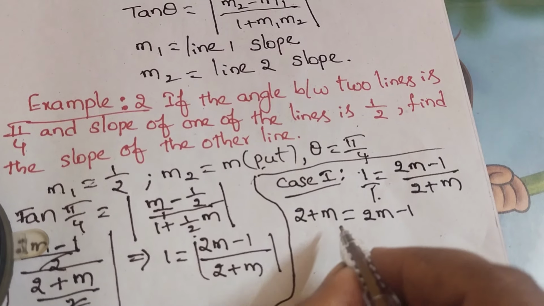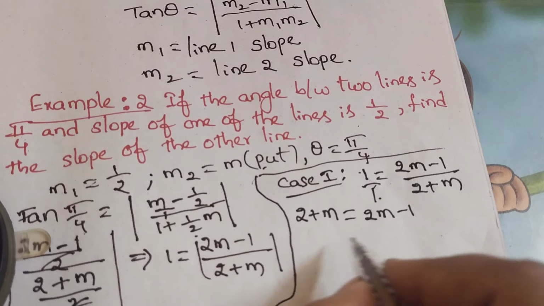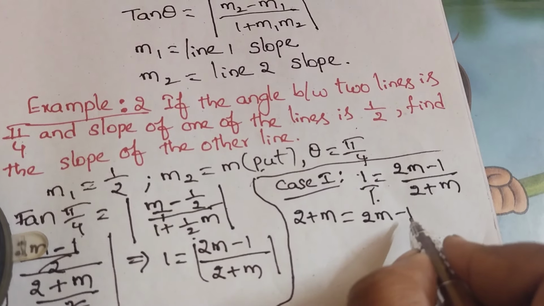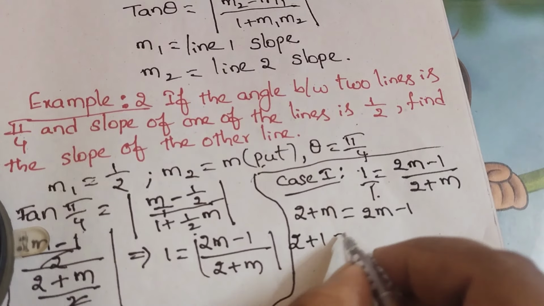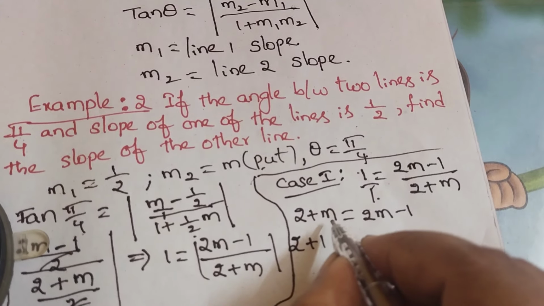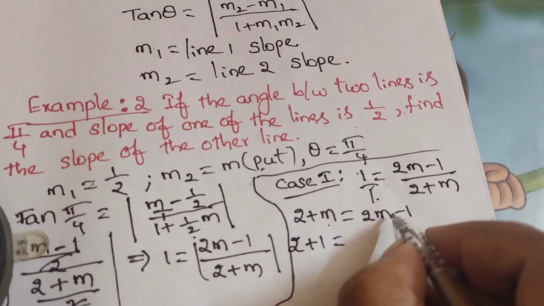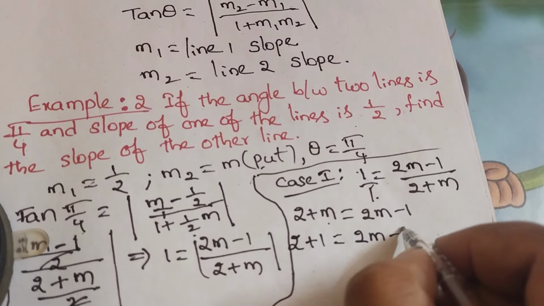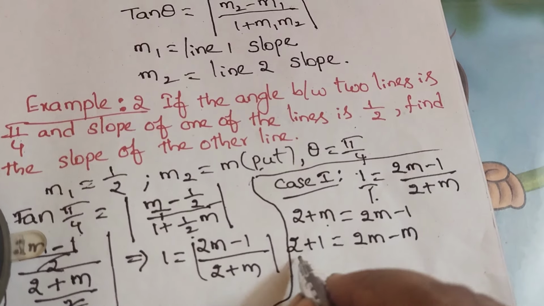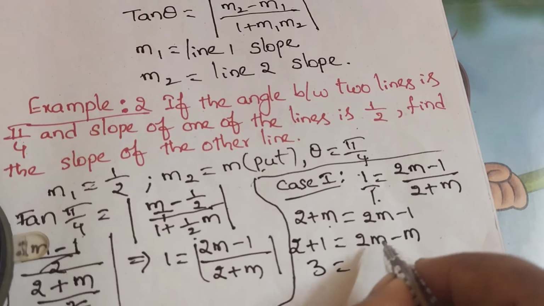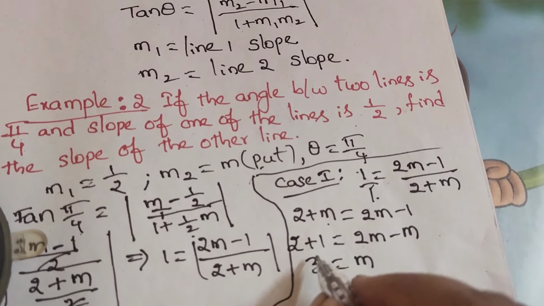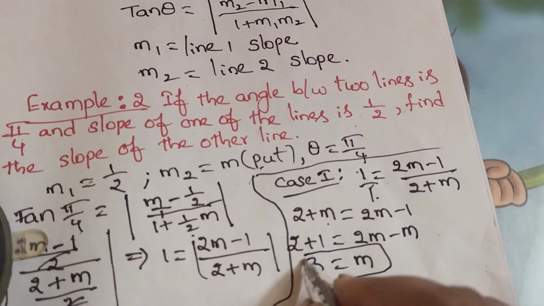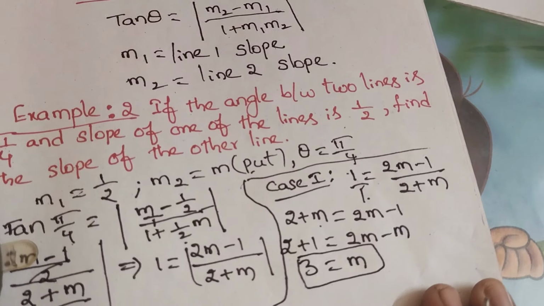Now move variables to one side, constants to another side. So now I will bring this minus 1 to left hand side. It will become plus 1. Then send this plus m to right hand side. It will become minus m. So 2 plus 1, 3. 2m minus m, that is m. So one value we got, m is 3. Now case 2.